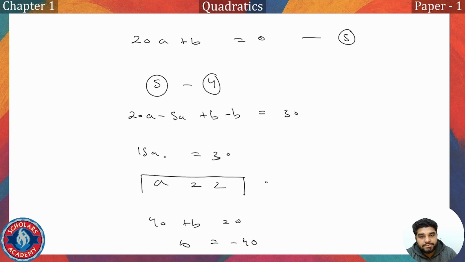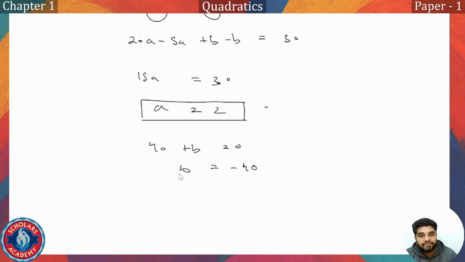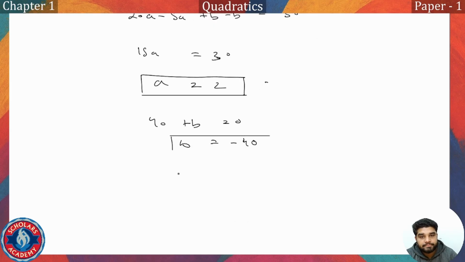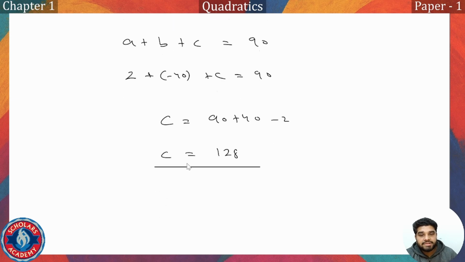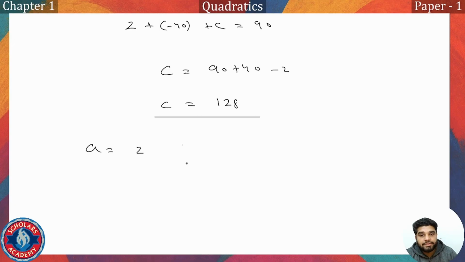So a is 2, b is negative 40, and a plus b plus c was 90. So 2 plus minus 40 plus c is equal to 90. So this gives us c is equal to 90 plus 40 minus 2. That is 128. So this is c. So I hope it is clear. a is equal to 2, b is equal to negative 40, and c is equal to 128. That's it.